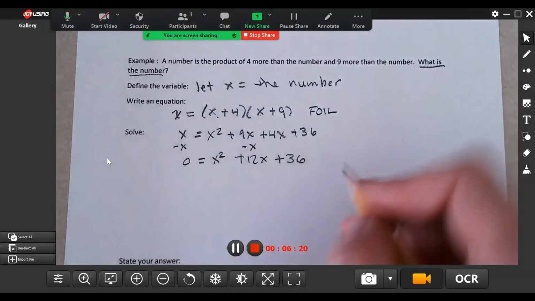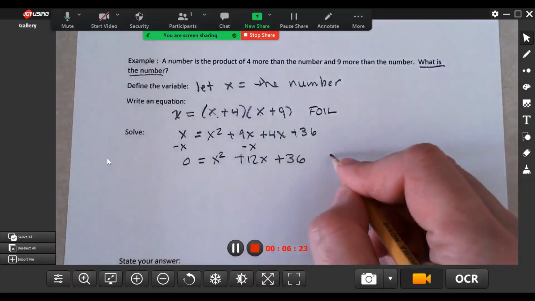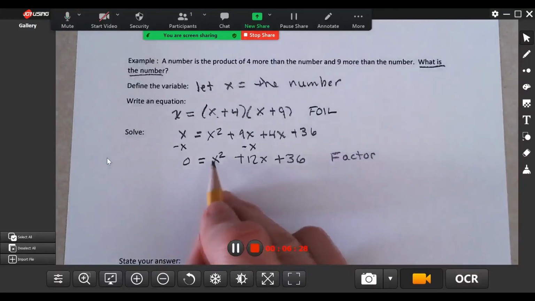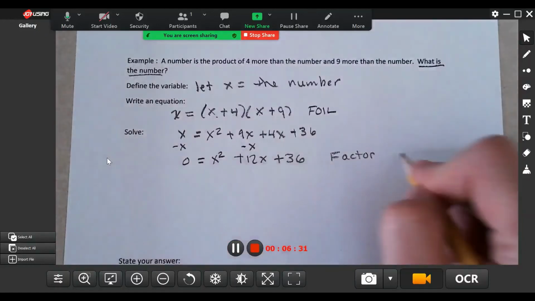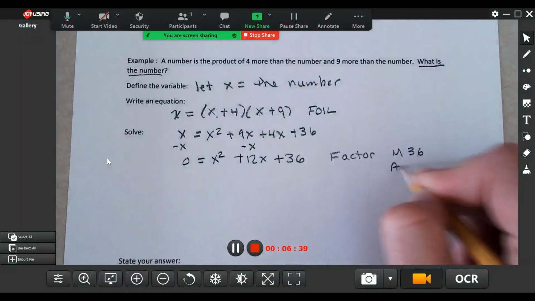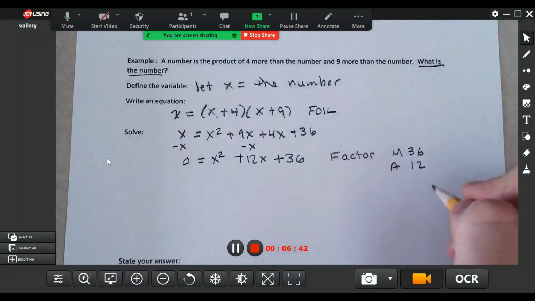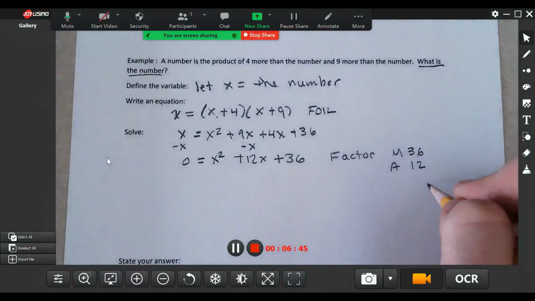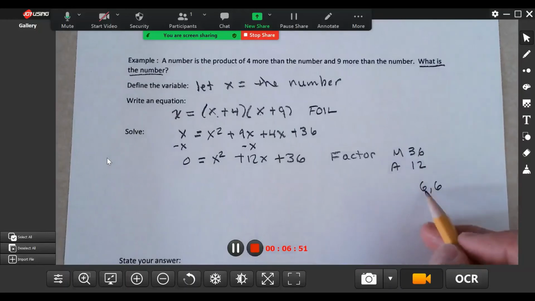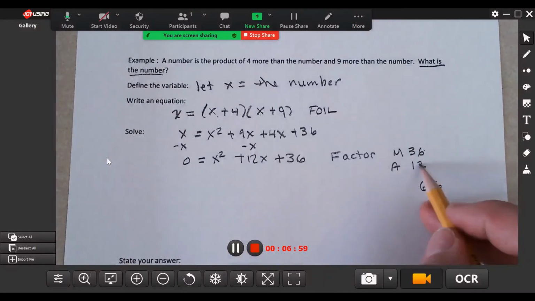And a is 1, the leading coefficient is 1, so I just factor by finding numbers that multiply to c, which is 36, and add to b, which is 12. So I need two numbers that multiply to 36 and add to 12. So right off the bat, I know that 6 times 6 is 36, so it jumps out at me that that's the answer. But if you're not sure, you can make a list of the factors of 36. So 6 times 6 is 36, and 6 plus 6 is 12. So I have x plus 6 times x plus 6.